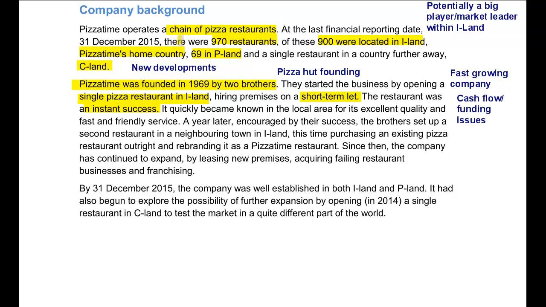They then continued to build on this success by purchasing another restaurant, an existing pizza restaurant, and rebranding it as Pizzatime. Now this seems like a smart thing to do because you're in a sense buying that ready-made organization. It's already a restaurant, it's already perhaps got a customer base, it's already got all the relevant equipment, particularly as it's a pizza restaurant. So there are some advantages to buying another restaurant outright.